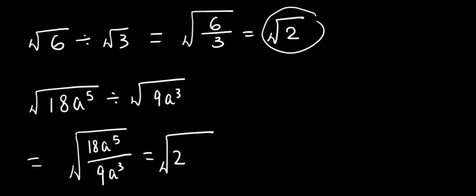Remember, the quotient rule says we're going to keep the base, which is a. We're going to subtract the exponent, that is 2. Alright, can this a squared come out? Yes, you may, but you have to stay in the absolute value, and times the square root of 2.